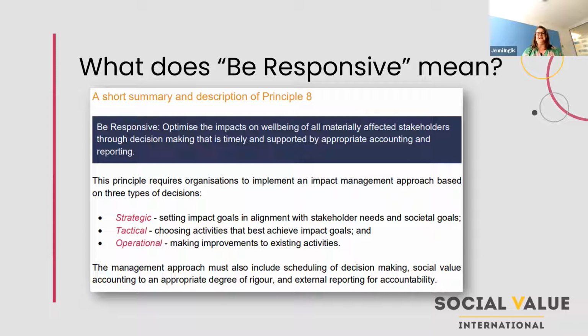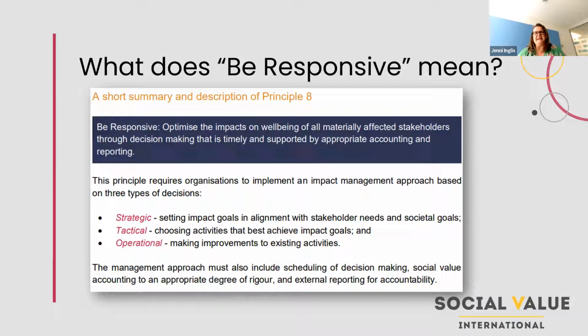And then what we've got sitting underneath that is that you have to implement a management approach, and that there's 3 elements to this management approach, where it's looking at 3 different types of decisions that you might make. One is strategic, so the highest level decisions. So what is it that your organization is trying to achieve in the world? And that can be both to improve the world and also to lessen negative impacts on well-being of stakeholders.